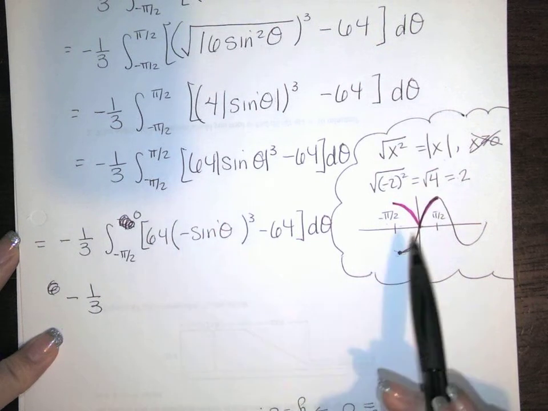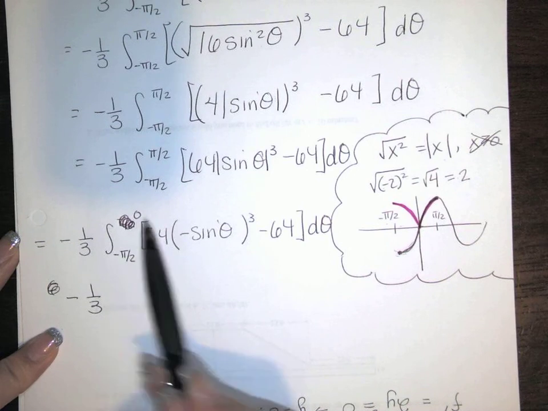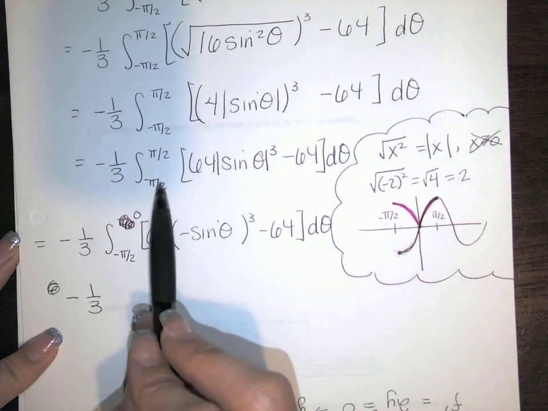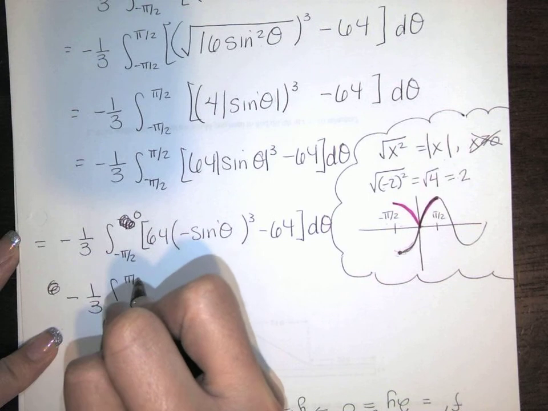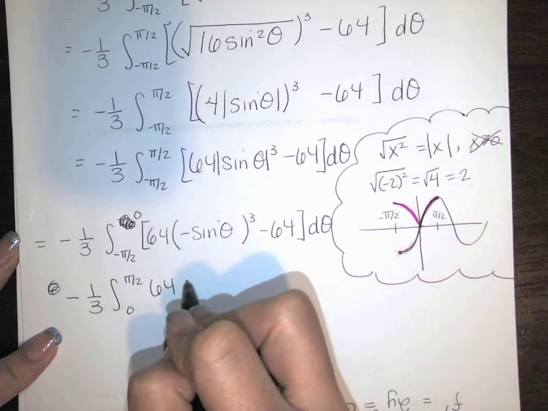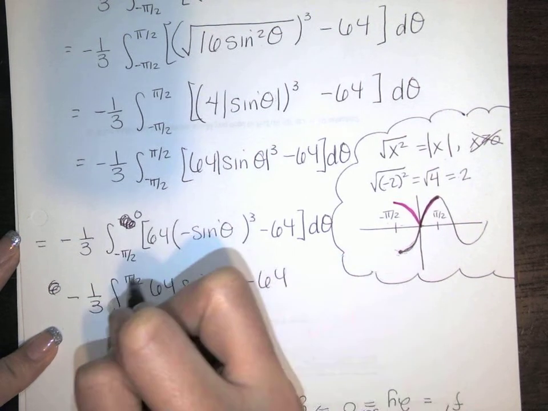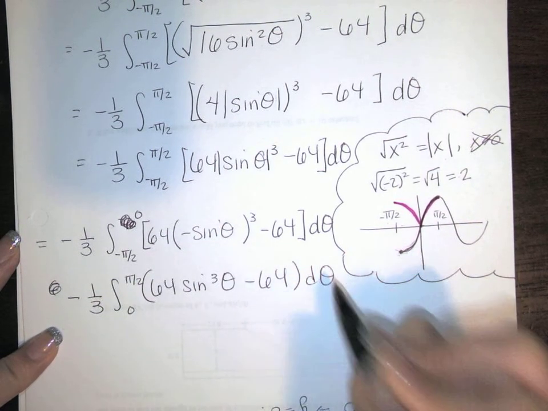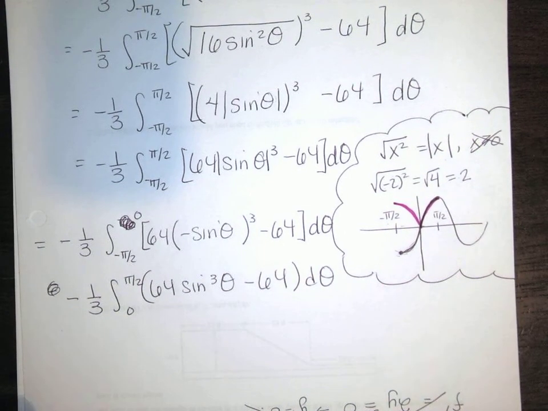And then we have to add the rest of this integral. This is the part from negative pi over 2 to 0. Now we need the part from 0 to pi over 2, the rest of it. On that interval, sine of theta is positive, so that just ends up being a sine cubed theta. I know this is a little tricky. We can handle it though. It's good for us.